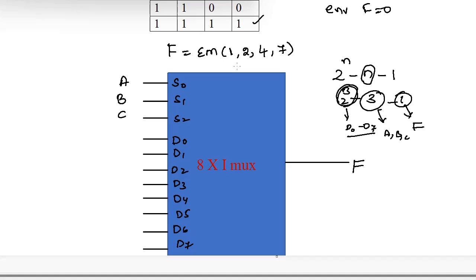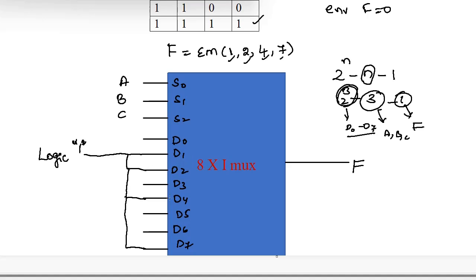So now see here, the function value is high for 1, 2, 4, 7, remaining values are 0. So among D0 to D7, D1, D2, D4, D7 are connected with logic 1 and the remaining are connected with logic 0. So I am connecting logic 1 to D1, D2, D4 and D7. Why? Because we are taking minterms, that's why I am connecting with logic 1. So my function value has 1, 2, 4, 7.